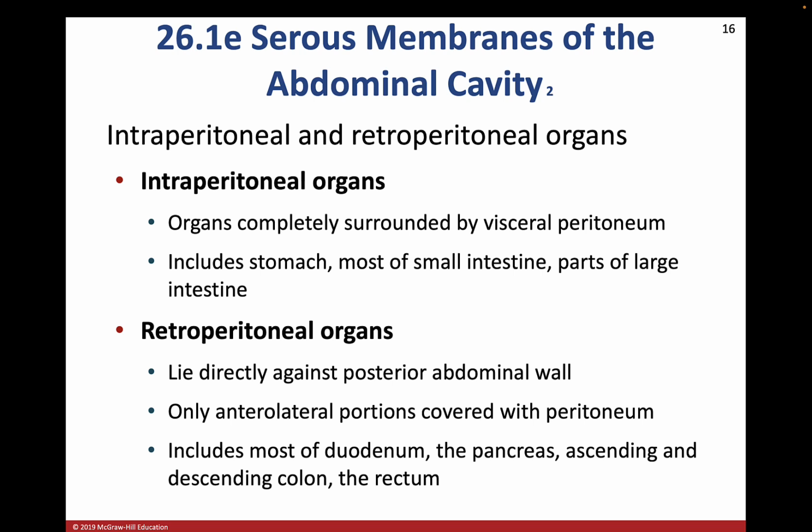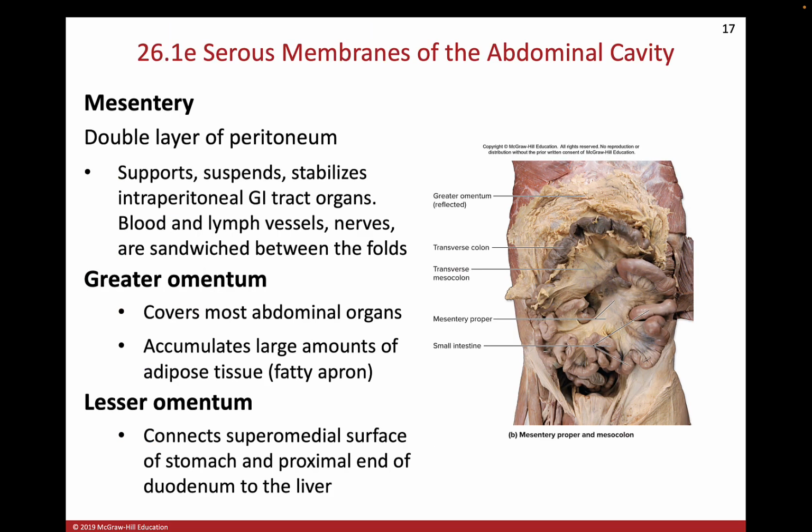Retroperitoneal organs lie directly against the posterior abdominal wall, and only portions, usually the anterolateral portions, are covered with peritoneum. This would include the majority of the duodenum, the pancreas, ascending and descending colon of the large intestine, and also the rectum. We also have previously talked about the position of the kidneys, and the kidneys are very much described as being retroperitoneal as their general location within the abdominal cavity.